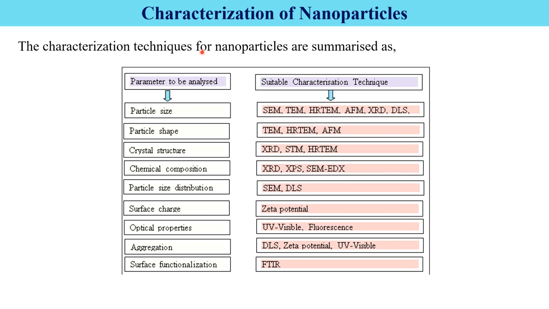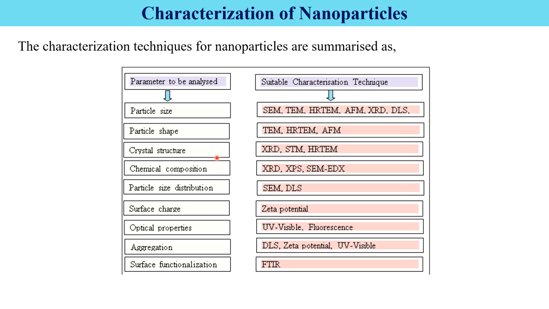Then we summarize all these techniques. The characterization techniques for nanoparticles, which technique should be used for which purpose. The parameter to be analyzed and the suitable characterization technique. For particle size, the suitable characterization techniques are SEM, TEM, HRTEM, AFM, XRD, DLS. All these give information regarding particle size. For particle shape, the suitable techniques are TEM, HRTEM, AFM.